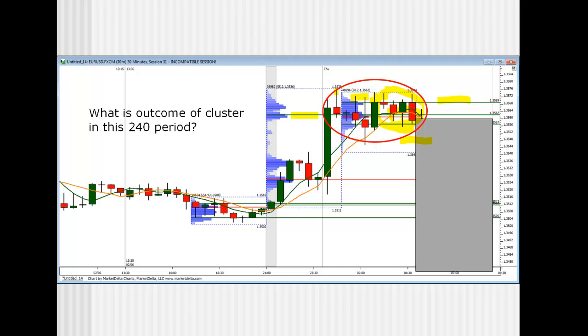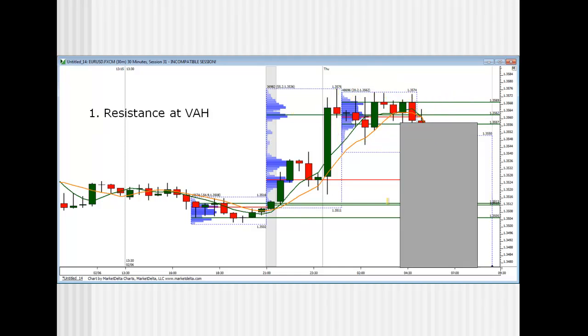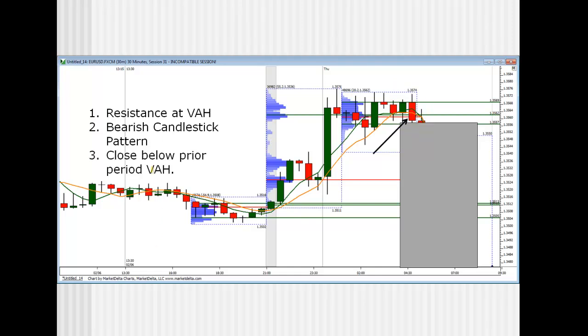And if we take a look at how things develop, we will find that the resistance at the value area high at the top has held. We will find again that we also have a very strong bearish candlestick pattern. And we have a close below. The close now is below the prior value area high.